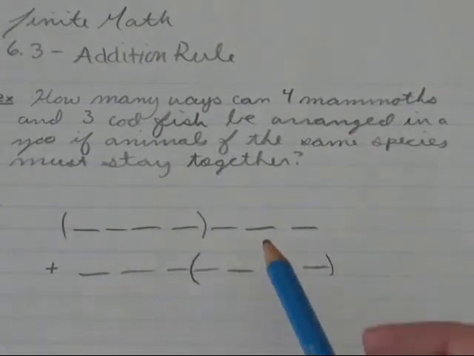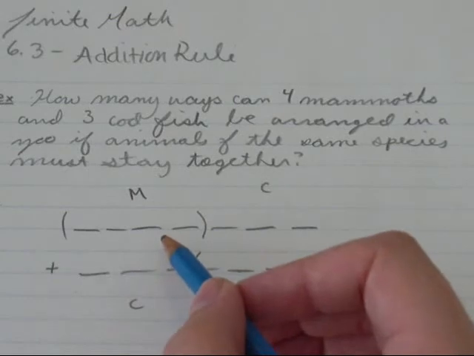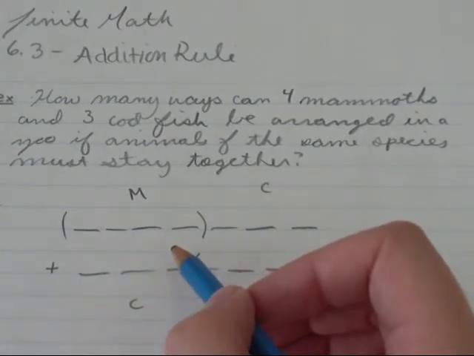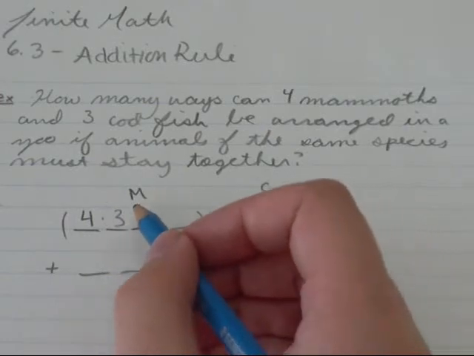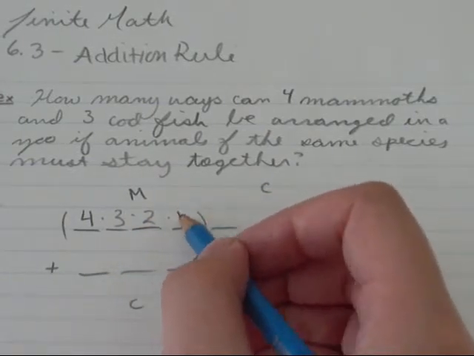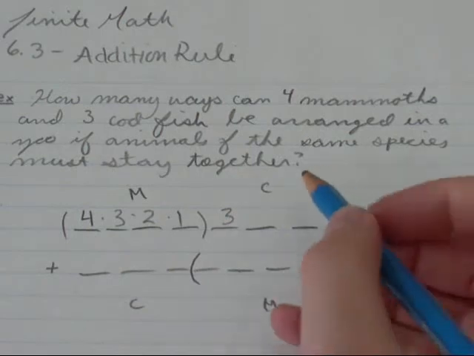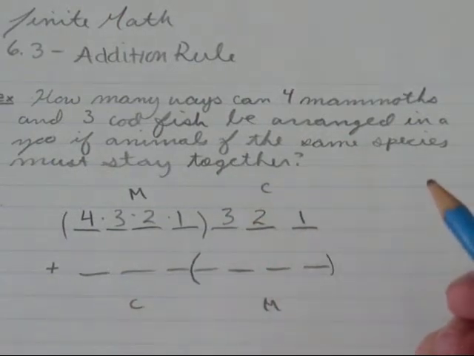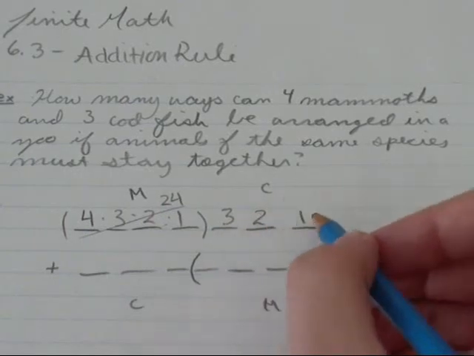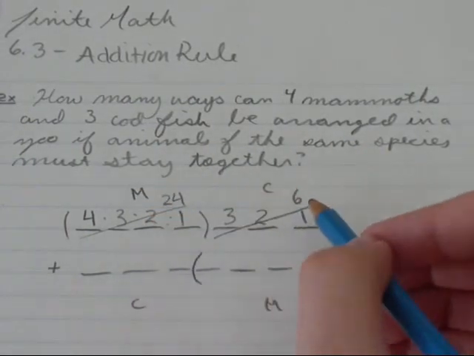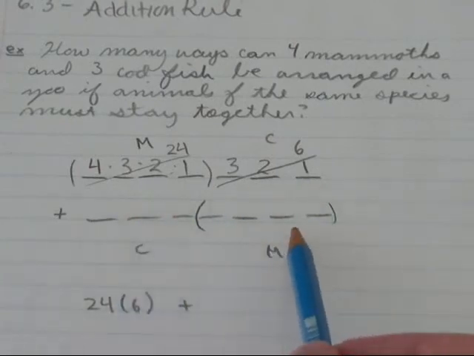So let's start. First I'll do M for mammoths and C for codfish. Of my 4 mammoths, it doesn't matter what order I arrange them. So I've got 4 choices for slot 1, 3 choices for slot 2, 2 choices for slot 3 and 1 choice for the 4th spot. And then for my codfish I've got 3 options, then 2 options and 1. So this gives me 4 times 3 times 2 times 1 is 24, and 3 times 2 times 1 is 6. So I've got 24 times 6, plus whatever this winds up being.